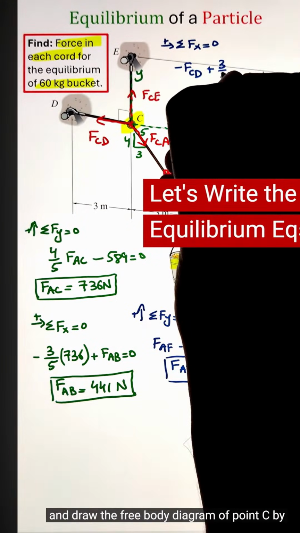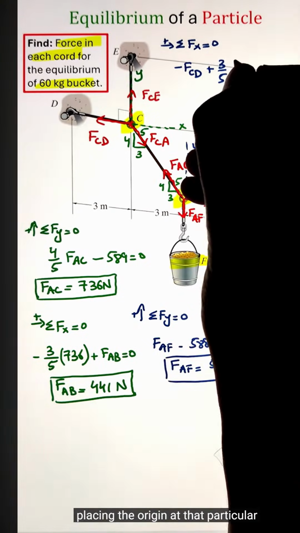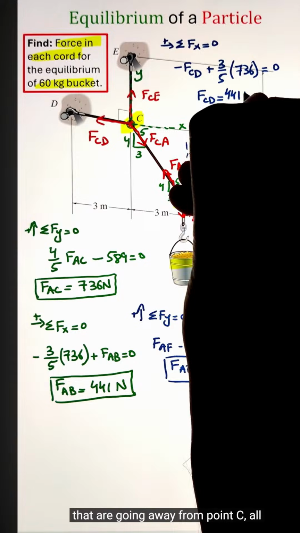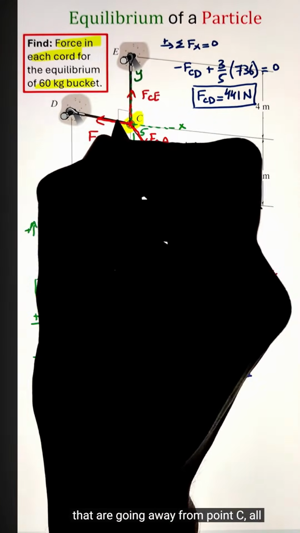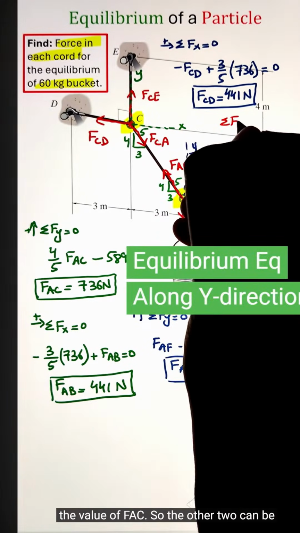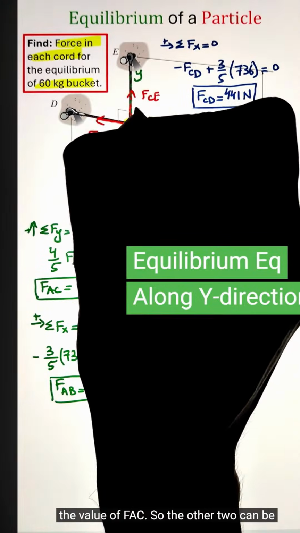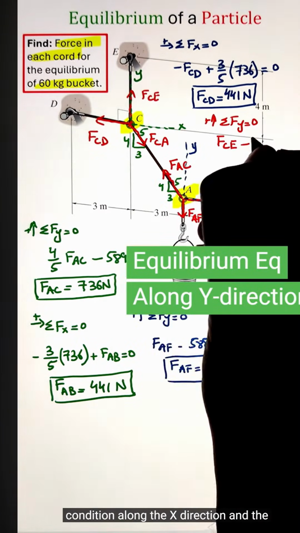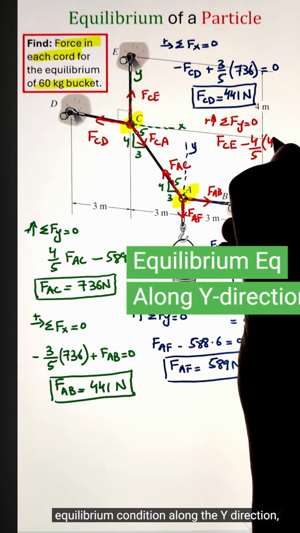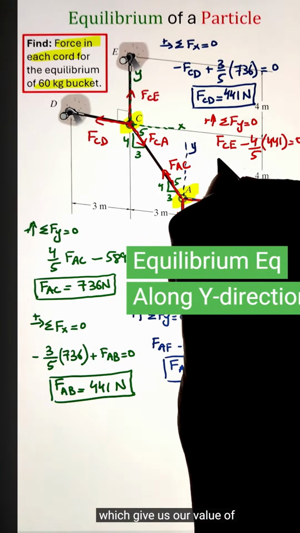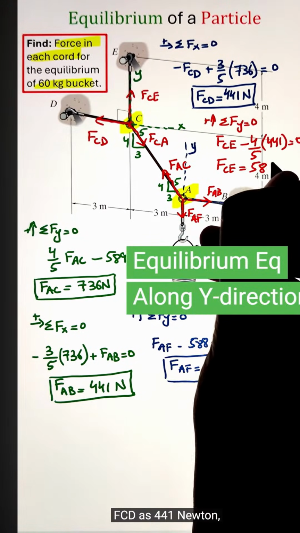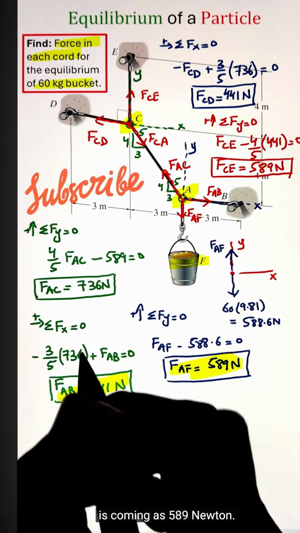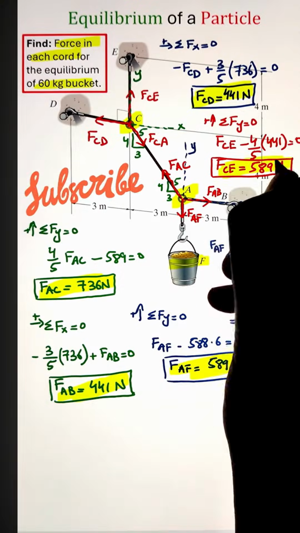Finally, we can go ahead and draw the free body diagram of point C by placing the origin at that particular point. Again, there are three cables going away from point C, all in tension. We have already figured out the value of FAC, so the other two can be calculated by applying our equilibrium condition along the x direction and along the y direction, which gives us the value of FCD as 441 Newtons, whereas the value of FCE is coming as 589 Newtons.